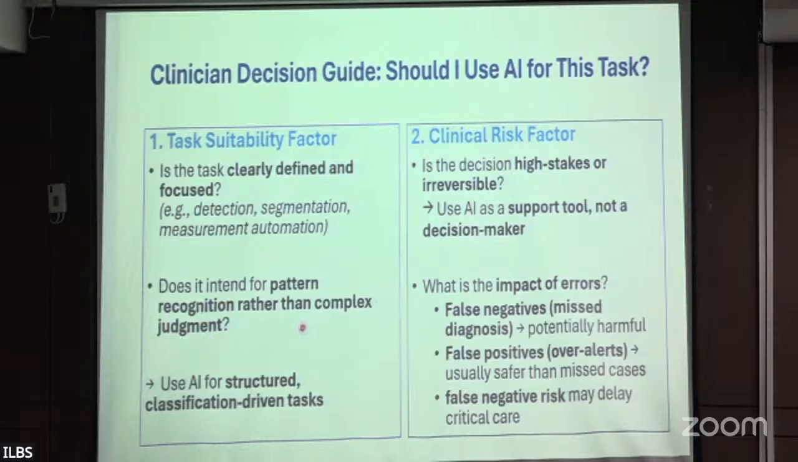Complex judgment is the clinician's responsibility, but AI should be used as a support tool to take some portion of the decision when there is a need to have that type of analytics.